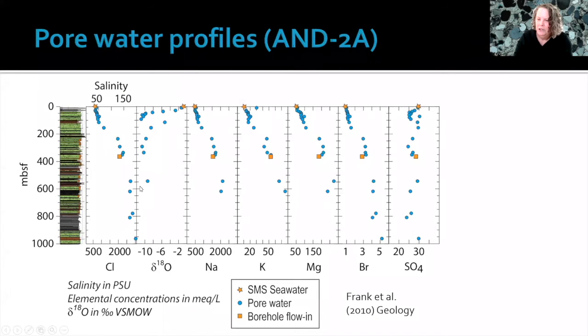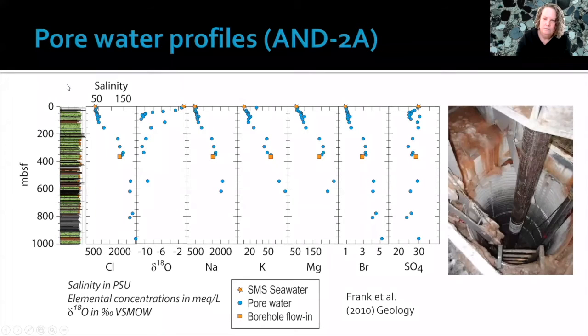The next column here shows delta 18O values of the brine, and you can see they're quite low, around minus 10 per mil. And you can see that the concentrations of other major elements increase down core. This is just an image of the borehole.